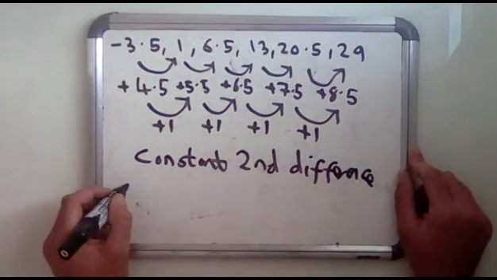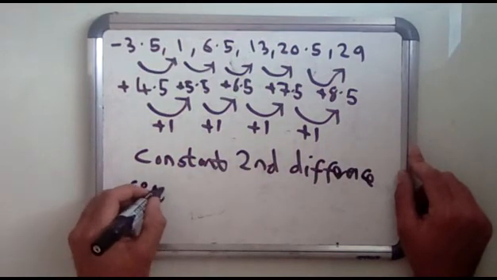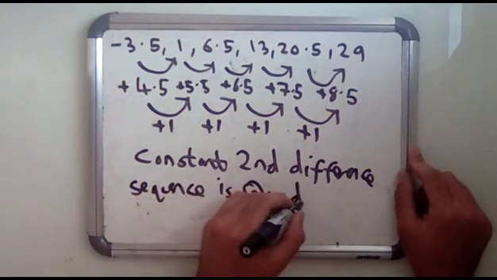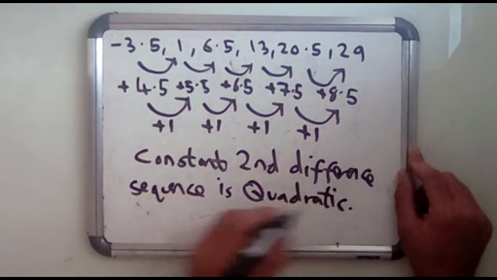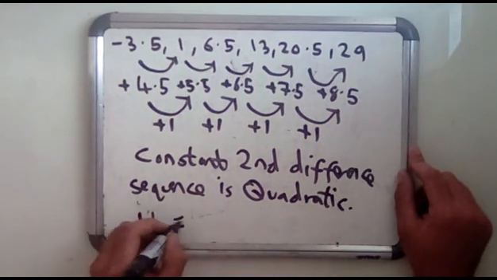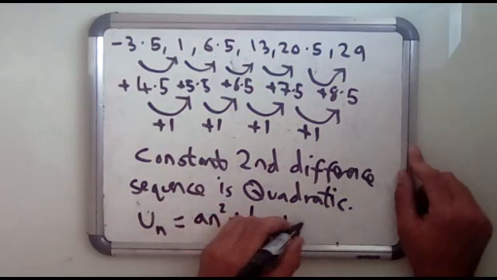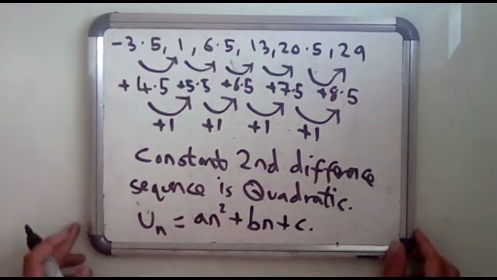So that means two things. It means the sequence is quadratic, so it means un is going to be in the form an squared plus bn plus c.